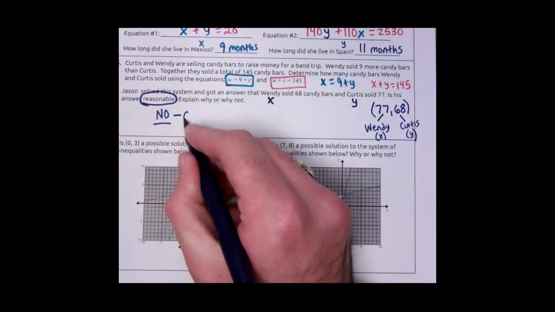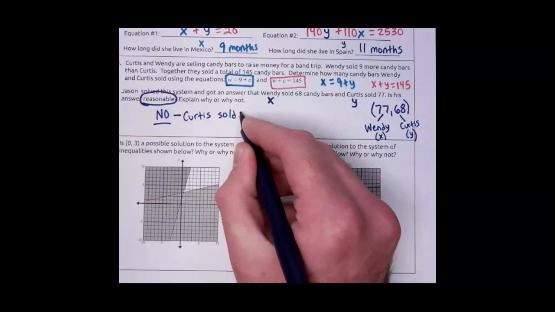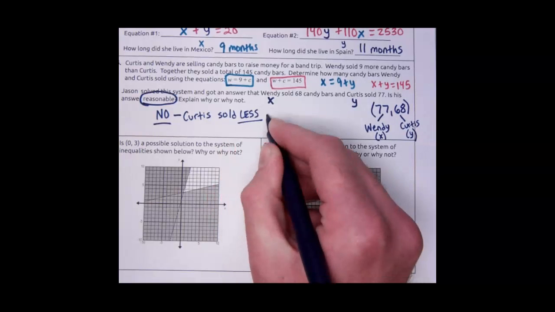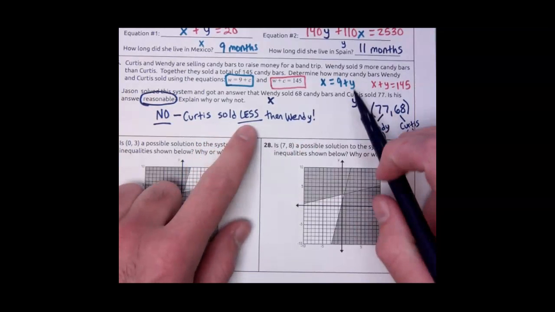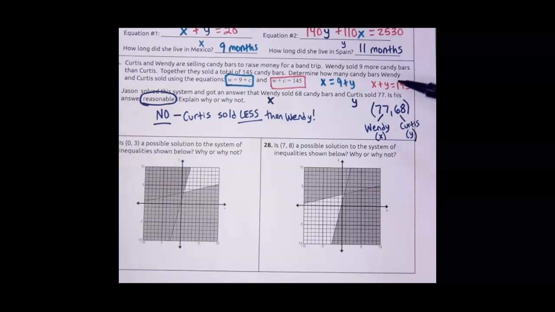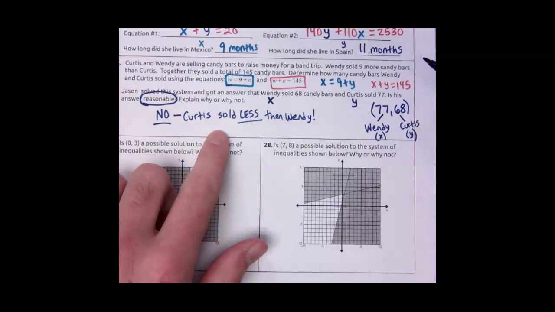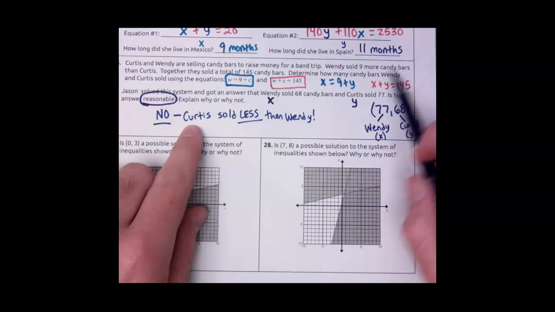because Curtis sold less than Wendy. Right? In reality, Curtis sold less than Wendy. But that's not what Jason solved it out to be. Okay? So we can just use logic, or you can actually plug it in your calculator using system solve. It is not reasonable because in reality, Wendy should have sold more, but Curtis sold more. Right?